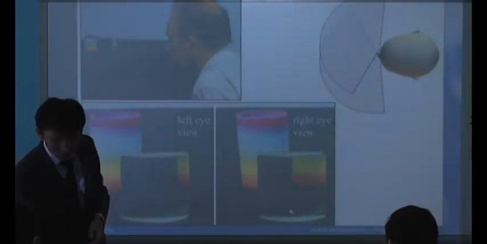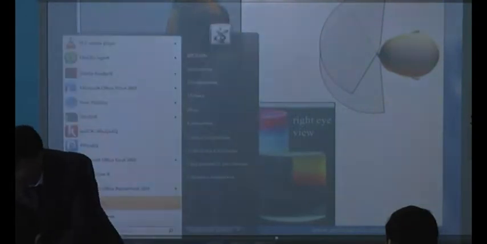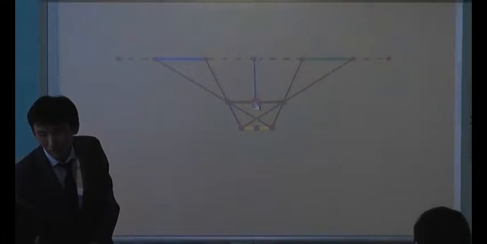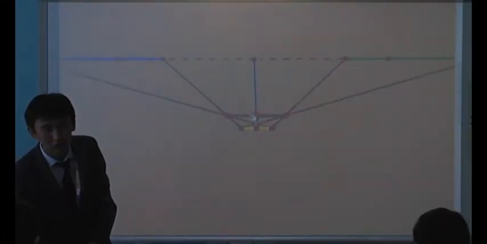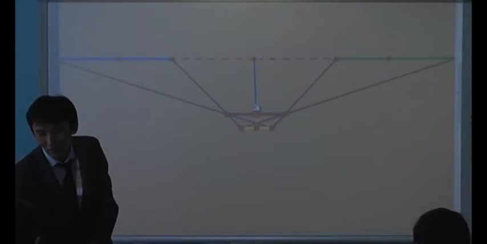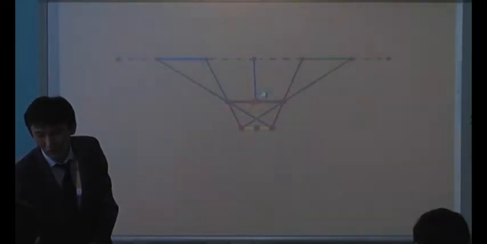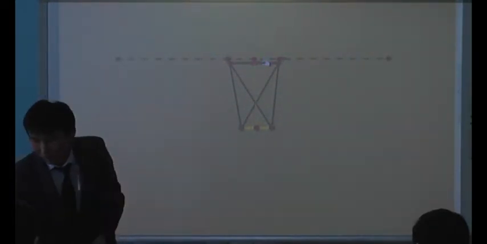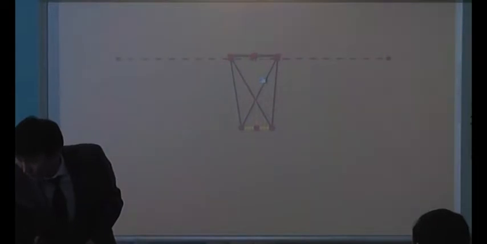Now, if the difference between these 2 images that we get increases, that means the object is getting closer. If the difference between these images decreases, that means the object is getting farther apart from us.